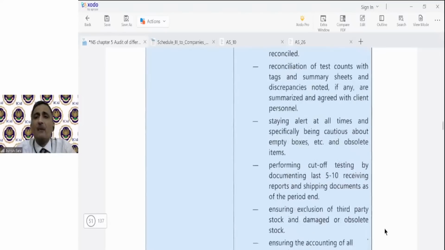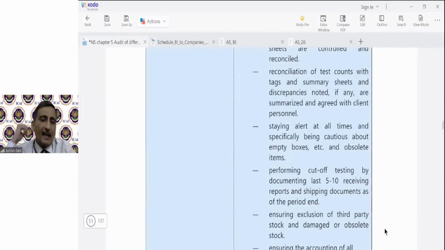So all the general points, like you can see which are written here, that the auditor would stay alert, he would perform test checks, he would see the working sheets of the persons who are performing the test count. Okay, so also all these things. And another most important point is that the auditor has to ensure that stock of any third parties are excluded.